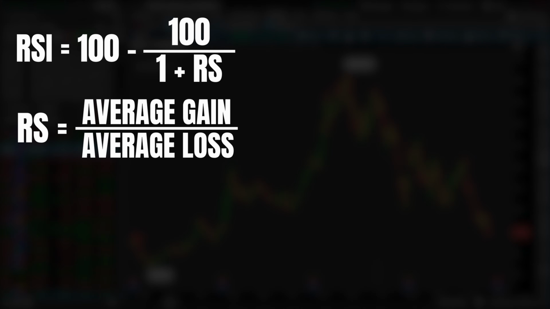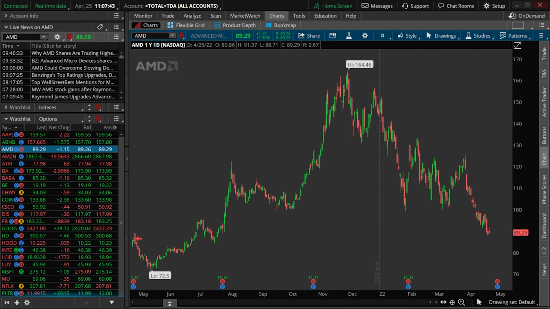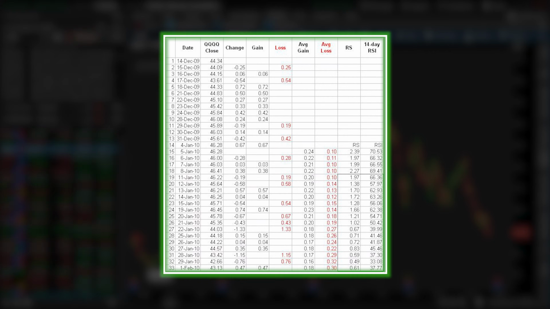Now, of course, RS is the confusing part of this calculation, so let's take a closer look at that one and explain it in simple English we can actually understand. In order for us to calculate the average gain portion of that calculation, we'll need to look back the past 14 trading days and see how many days the stock moved up for the day. We'll then find out how much the stock moved up in value during those up days, add it all together, and then divide by 14. That'll give us the average gain over that time period.